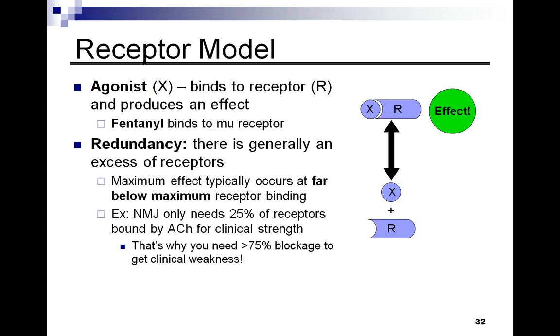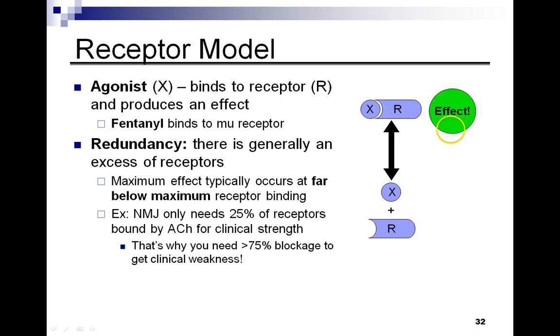We need to talk about the receptor model, which is simply the idea that drugs bind to receptors. The drugs are agonists. An agonist binds and produces an effect. And here we have our agonist, drug X, binding to receptor R. Fentanyl binds to the mu receptor, for example, and that causes an effect.